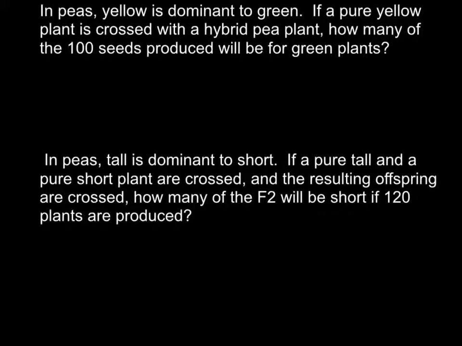So we are told that we have to cross a pure yellow plant, and that means that both alleles would be dominant. For example, if we use capital A for the dominant allele, the genotype of such a plant would be capital A, capital A. And we have to cross it with a hybrid plant, and hybrid means one allele would be capital and another one would be recessive.